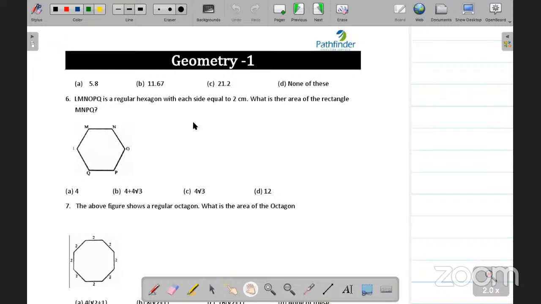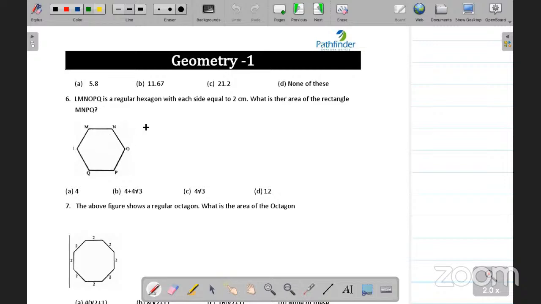Okay, how many of you have solved? See, area of a regular hexagon.